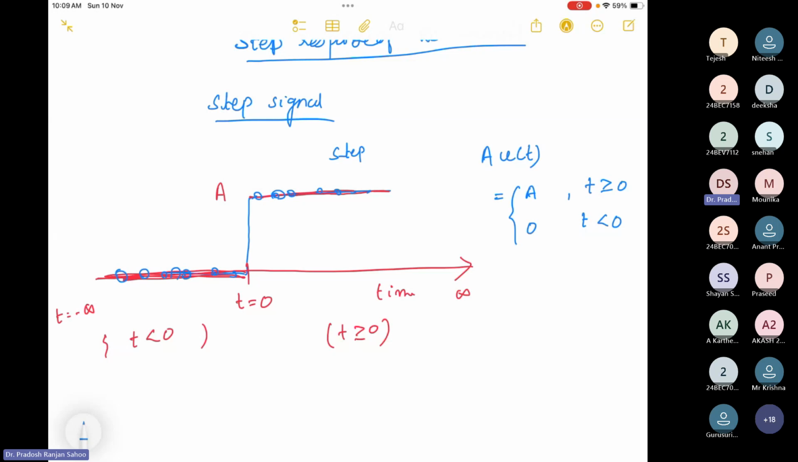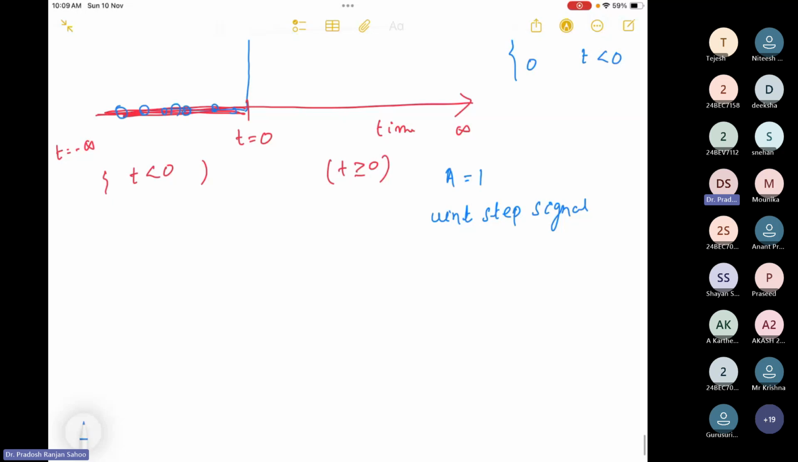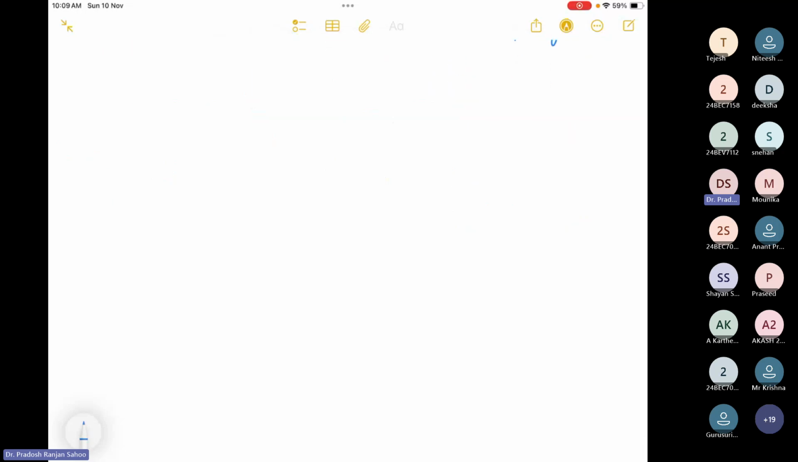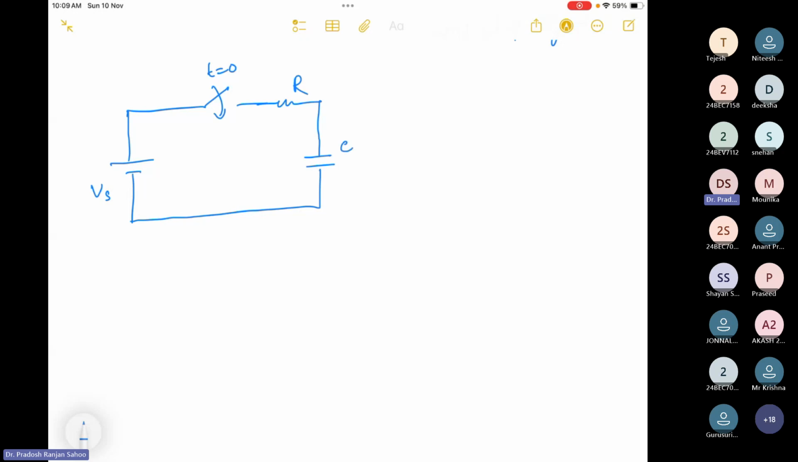Now, if this A value is 1, that is called a unity step signal. Now, I have already drawn a series RC circuit in the last class. If you remember, this is the voltage source Vs. There is a switch here. The switch is going to close at t equal to 0. This is R, and this is C. So at t equal to 0, the circuit is going to be closed.